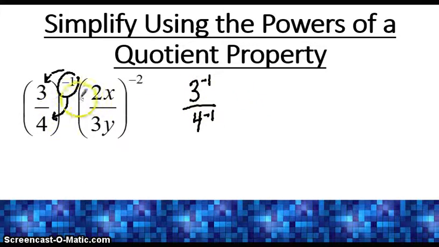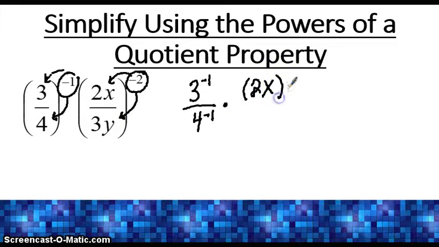Now, as we continue, we don't need the parentheses around this, but we do need to remember that these two amounts are multiplied by each other because they're touching. So we have multiply. Now we have 2x over 3y to the negative 2 power. So we again have the power of a quotient, give the negative exponent to both the numerator and the denominator. When we do that, we get 2x, all of which is to the negative 2 power, over 3y to the negative 2 power.